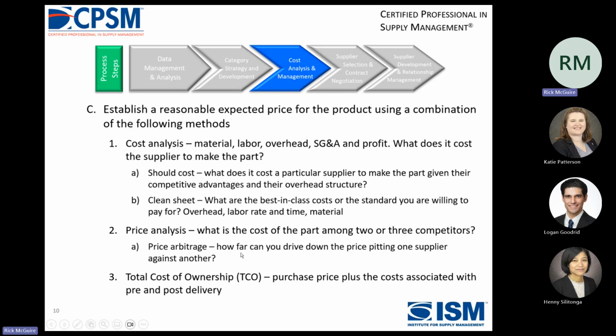And then you've got price analysis, which everybody's pretty familiar with. Get 3 quotes, see where they triangulate to. You hear this price arbitrage line every once in a while. It's not really arbitrage. It's just working one supplier against the other to drive the price down.